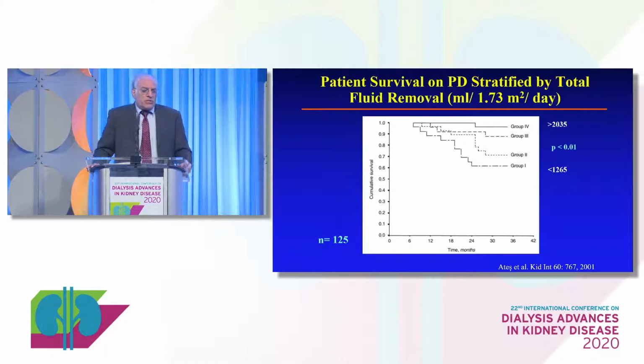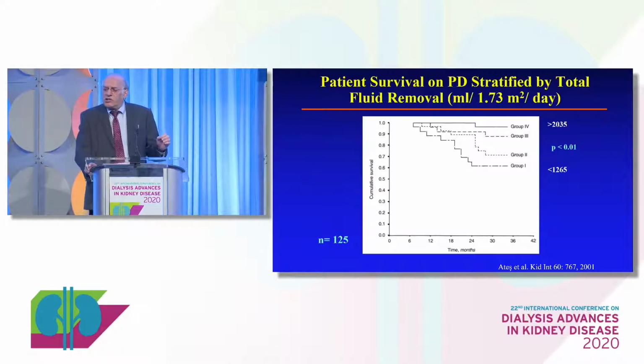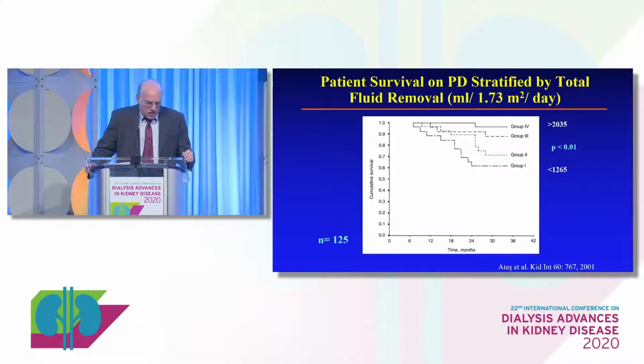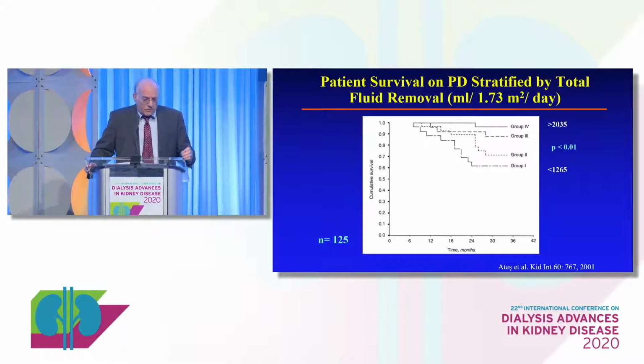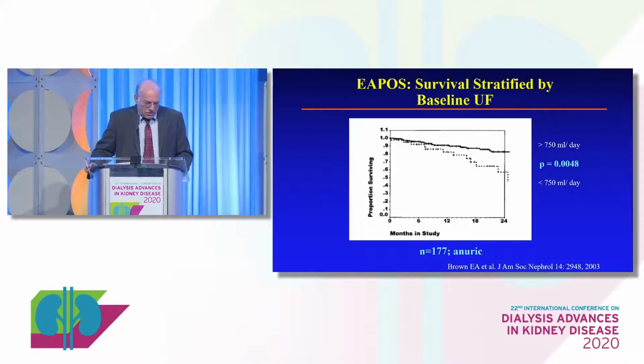And here you can see some old data from Turkey looking at total fluid removal. This is the sum of peritoneal ultrafiltration and urine output, and you can see that more is better. The more that patients remove daily, the better their outcomes.